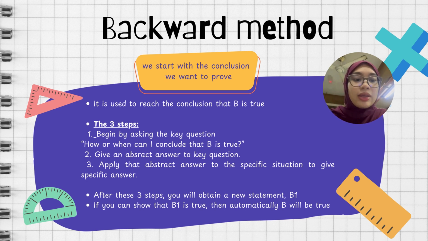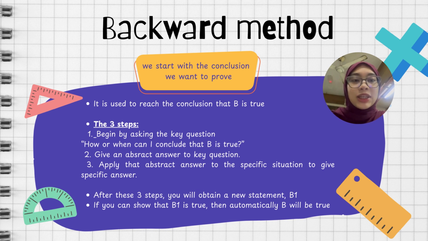The backward method starts with a conclusion that we want to prove. In other words, we assume that statement B is true and ask how or when it can be true. The backward method is used to help us reach the conclusion logically. There are three main steps that we need to use in the backward method.